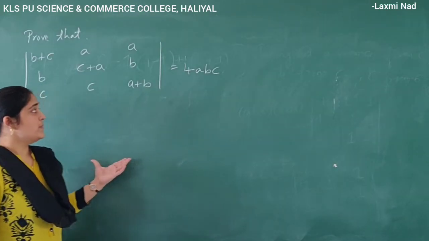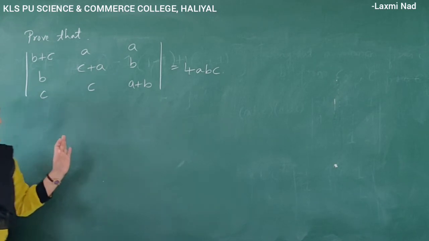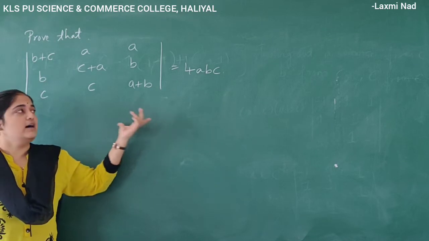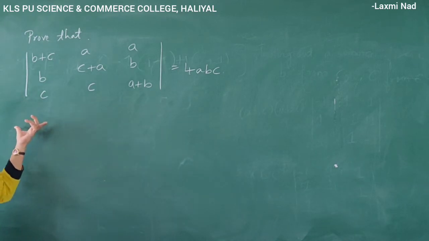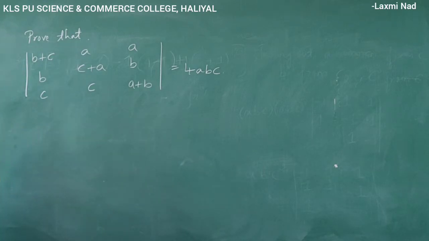So the next problem is: prove that. Sometimes they will give "evaluate" or "prove that". Prove that this determinant is equal to 4abc. This is quite an important problem. It was asked in the year 2014. First we need to take, as usual, the LHS part.